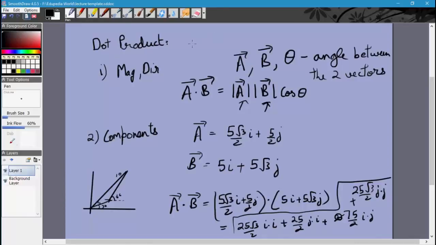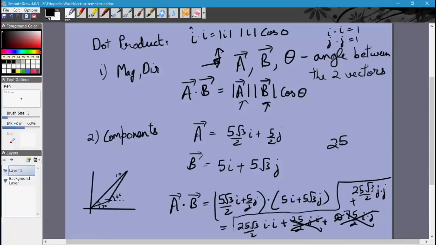And these four values you should remember. i dot i will simply be mod i into mod i into the angle between these two, which is 0. So cos of 0. And the magnitude of i is 1 because it's a unit vector. So basically i dot i is equal to 1. Similarly, j dot j is equal to 1. Now what is i dot j? Well, i is in the x direction and j is in the y direction. The angle between them is 90 degrees. So cos theta will be 0, which means j dot i will be 0 and i dot j will be 0. j dot j will be 1 and i dot i will be 1. So the final answer is 25 root 3 by 2 plus 25 root 3 by 2, or 25 root 3.